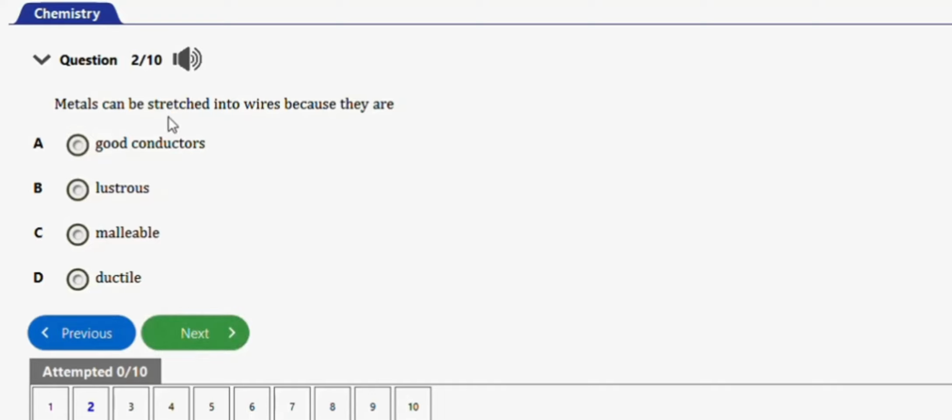It says metals can be stretched into wires because they are good conductors, lustrous, malleable, ductile. The right answer is option D, ductile. Also very important. Next subject question will be this one.